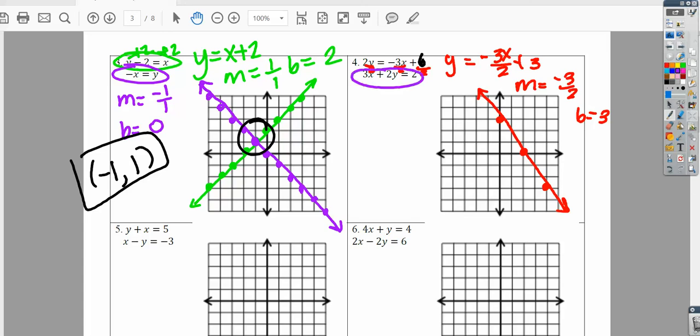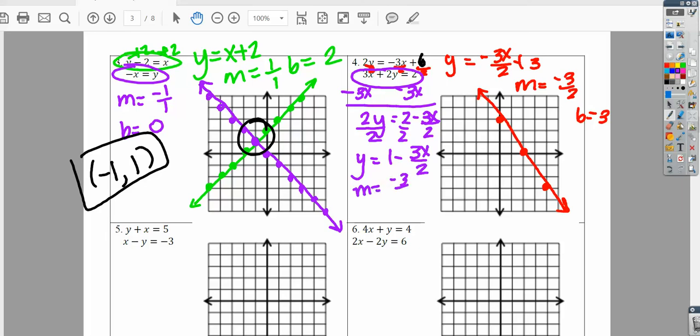If I look at this next equation, I'm going to subtract 3x first because I'm trying to get y by itself. Divide by 2. y equals 1 minus 3x over 2. So m equals negative 3 over 2. b equals 1. 1, 2, 3, 1, 2.